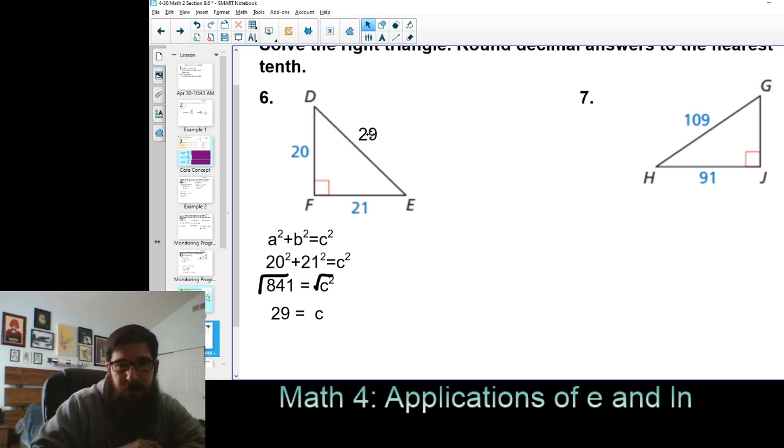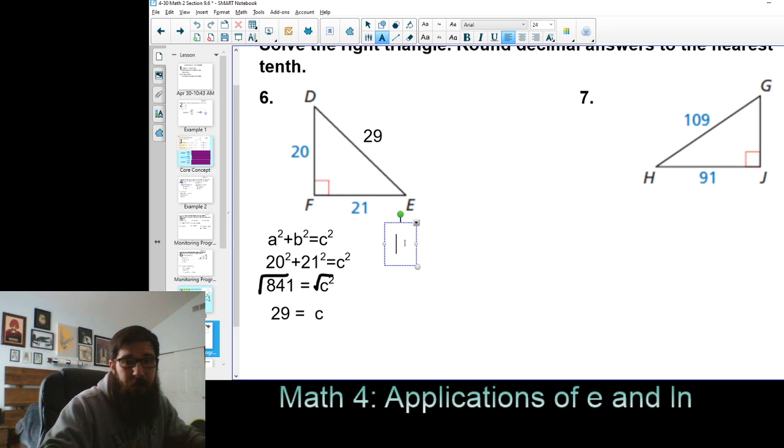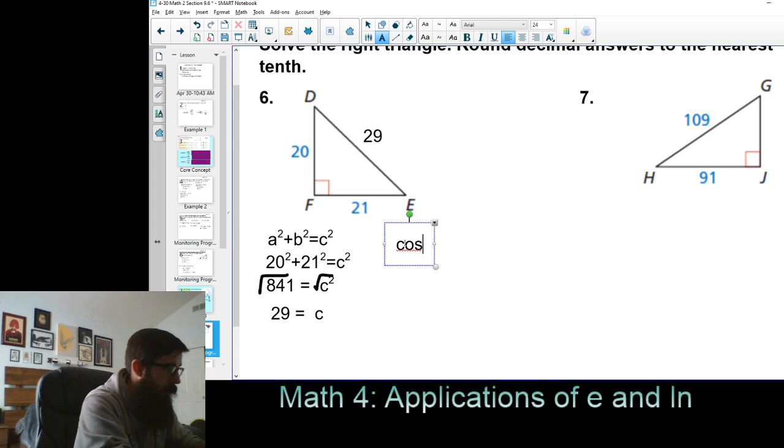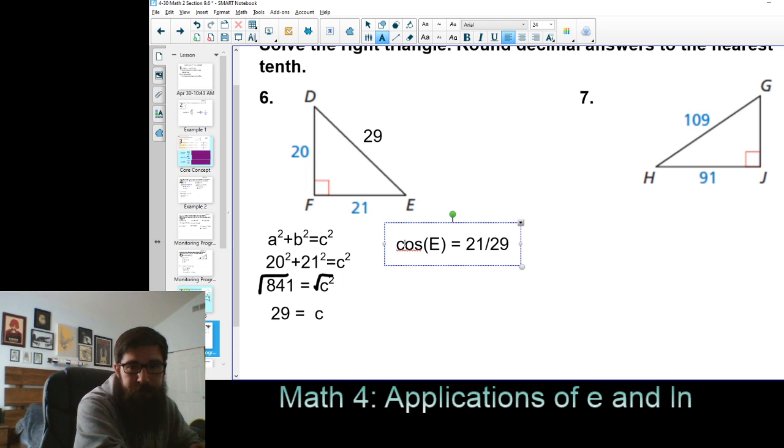Last time we used tangent. We'll use a different one in this case. Let's say that now I have the hypotenuse. I'm going to try and find angle E. I'm going to use the adjacent side and the hypotenuse because I know both of them. I know it's a 21, I know it's a 29. My setup would look like this. Cosine of E is my adjacent 21 divided by my hypotenuse 29.